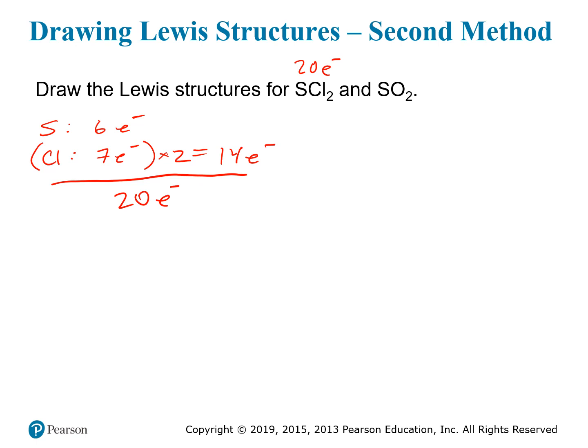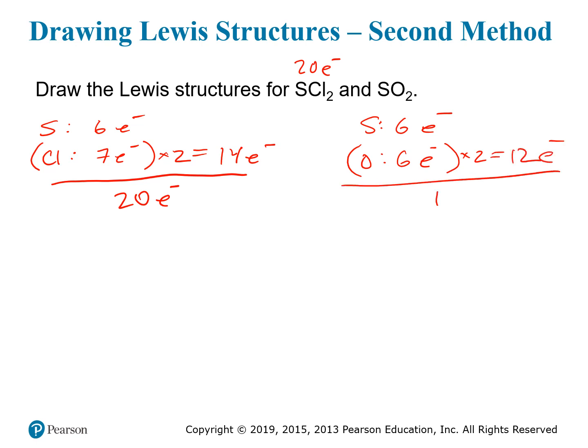For SO2, we have, again, 6 electrons for sulfur, and the oxygens are also 6. They're both in group 6. There's 2 oxygens, so we need to multiply that by 2 to get 12. And then 6 plus 12 gives us 18 electrons. So we can already see that there is a slight difference in these 2 molecules in terms of how many electrons are in them. SCl2, sulfur dichloride, has 20 valence electrons. Sulfur dioxide has 18 valence electrons.